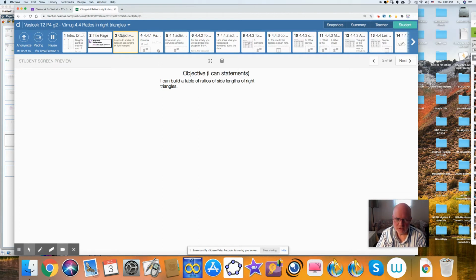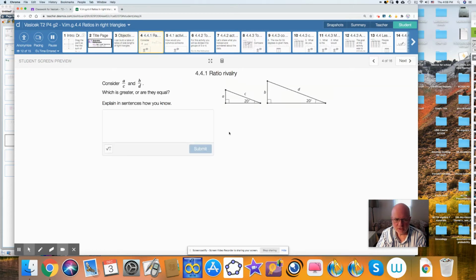of right triangles. So for the bell work, we considered this ratio: which one is greater, and are they equal? You'll notice we have two angles here that are identical. So by the angle-angle triangle similarity theorem, these two triangles are similar, which means that their angles are congruent and their sides are proportional. So you could write A is to B as C is to D, or you could write within the triangle, A is to C, the short leg to the hypotenuse, as B is to D, the short leg to the hypotenuse.